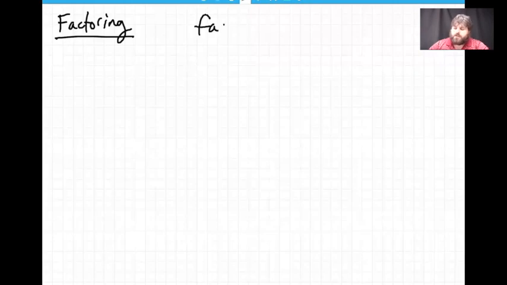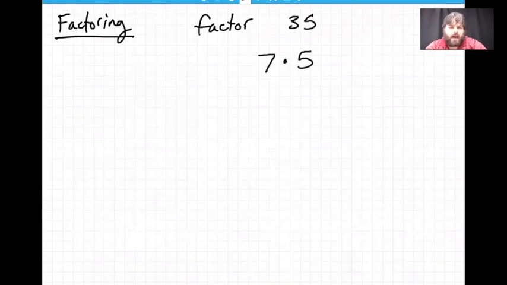So first off, let's just factor something really, really easy. Let's factor the number 35, okay? What are the factors of 35? If I said factor 35, what would you do? Well, 7 times 5. That is the factorization. We call it the prime factorization because they're both prime numbers of 35.